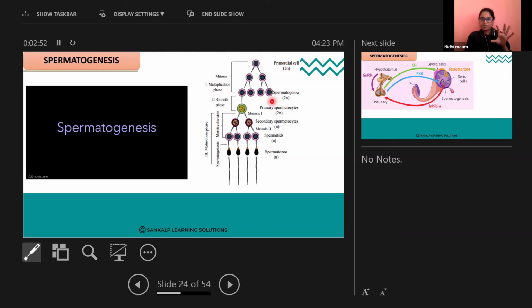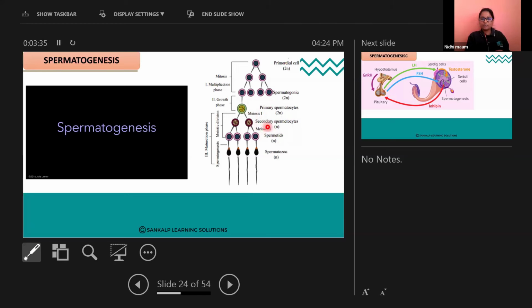This big primary spermatocyte will undergo what? Meiosis 1. Meiosis has two steps, meiosis 1 and meiosis 2. So primary spermatocytes will undergo meiosis 1 and then we will get secondary spermatocytes. Remember, secondary spermatocytes are haploid in nature, a single set of chromosomes, because they have undergone meiosis. Then again they will undergo meiosis 2. Meiosis 2 is the same as mitosis, so the chromosome number does not reduce again. There will only be an increase in the number of cells.